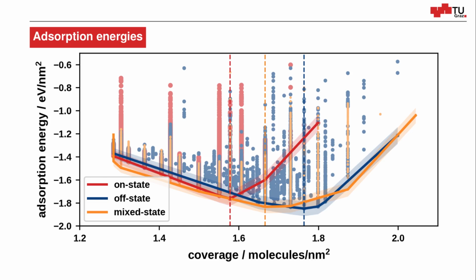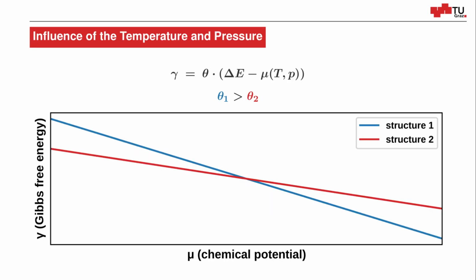Now, the fact that on, off, and mixed state structures have the energetically most favorable structure at different coverages allows us to think about using thermodynamic conditions to switch between these structures and thereby switch the properties of the interface. And the way we do this is by using the Gibbs free energy of adsorption, which you can see here. The Gibbs free energy of adsorption is what a structure wants to minimize. It is given by the coverage theta, the adsorption energy of a molecule, and the chemical potential of a molecule in gas phase. There would be some more terms, but these are usually neglected in literature, so we do this as well.